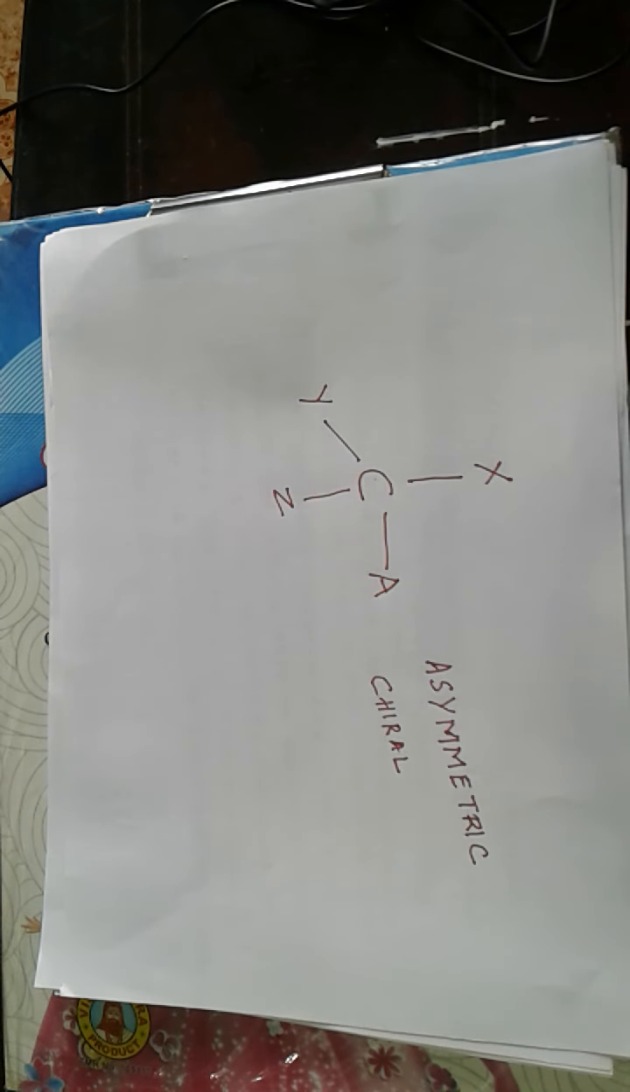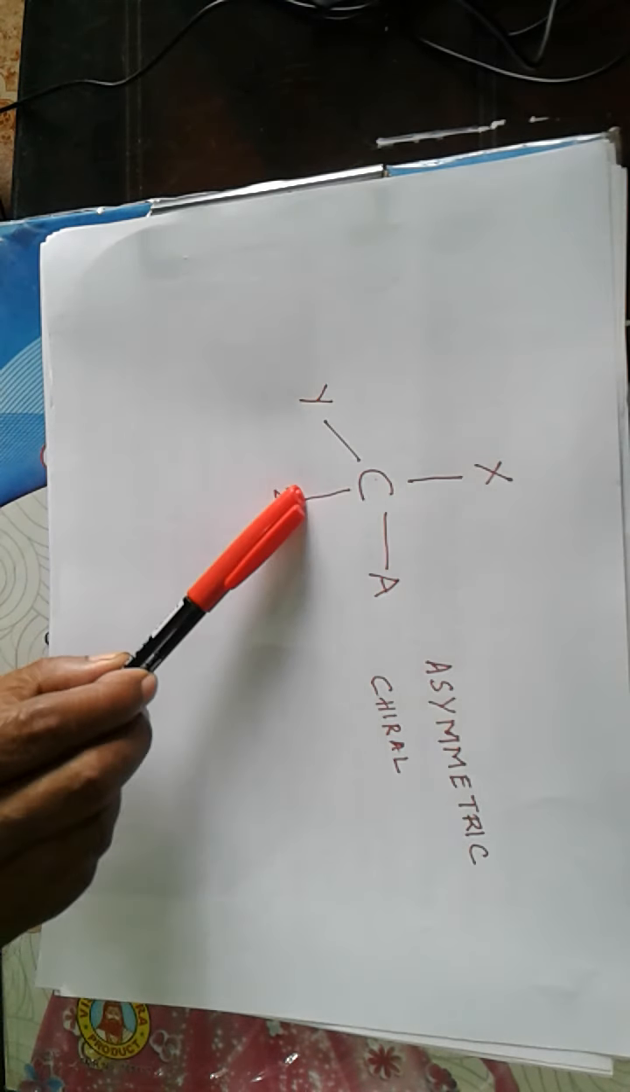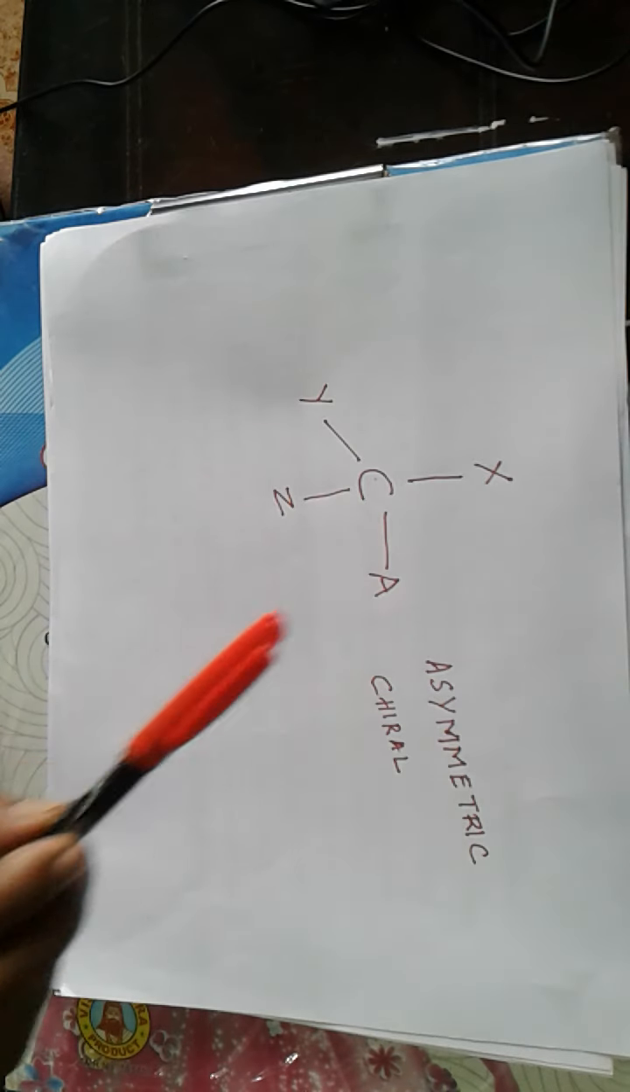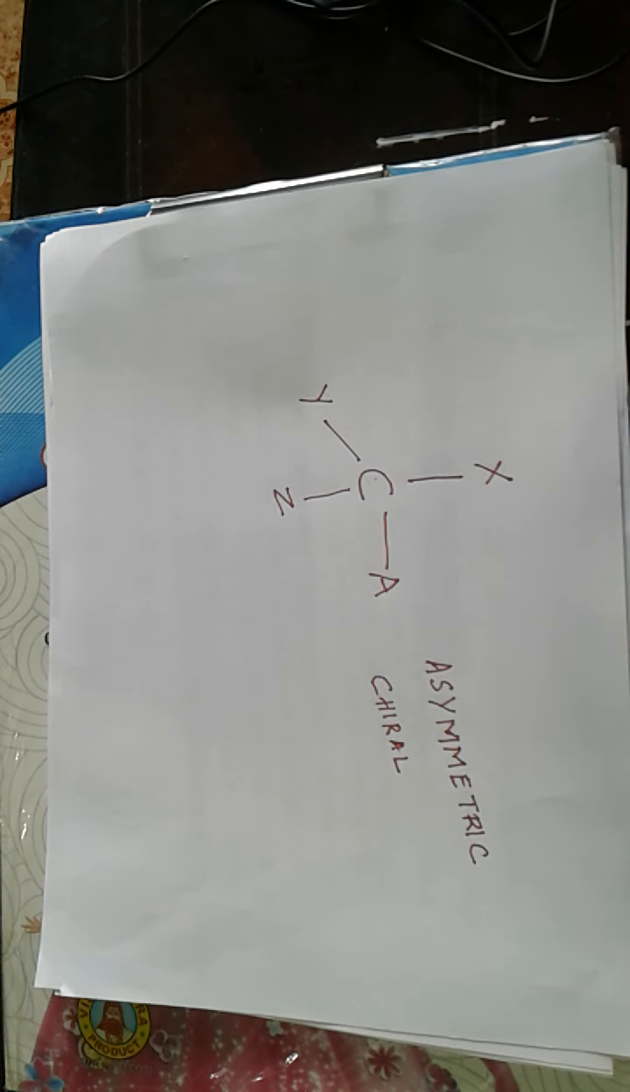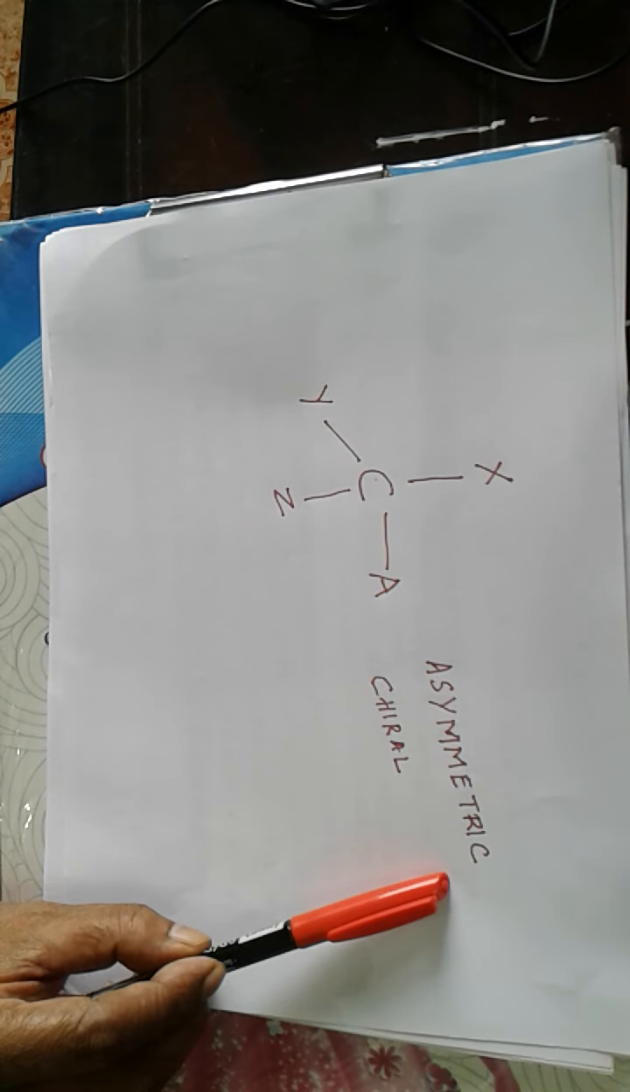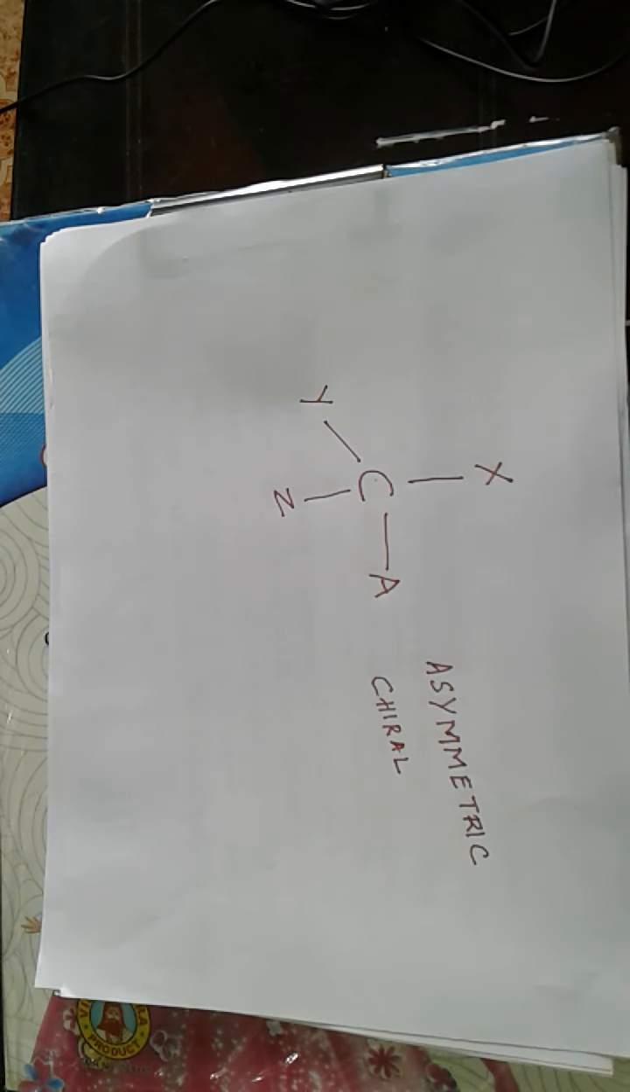I had made some mistakes during the discussion of RS notation in the previous video, so I want to repeat the study of RS configuration once again. The carbon atom to which 4 different groups are connected. This carbon, where X, Y, Z and A are 4 different groups. Such a carbon is called asymmetric carbon or chiral carbon.